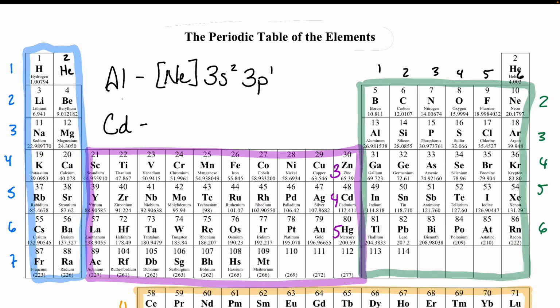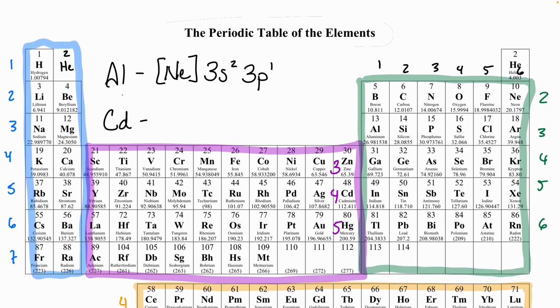So which noble gas? Cadmium, first of all, on our periodic table is down here, the last in the 4th row of the D block. All right, so what noble gas am I going to be using for cadmium? Krypton, the next smallest noble gas. I can't use xenon, even though that's closer, because xenon has more electrons. So I got to use the next smallest noble gas, which will be krypton.